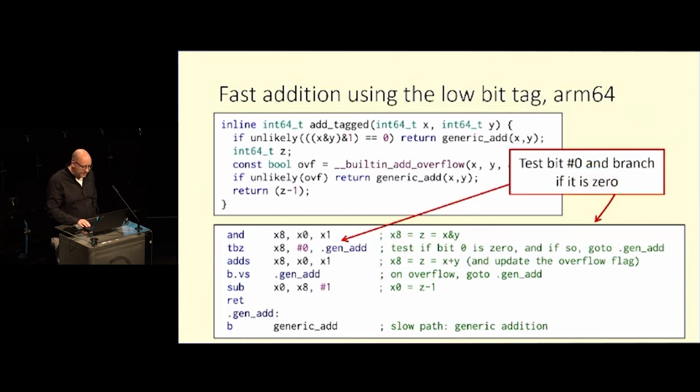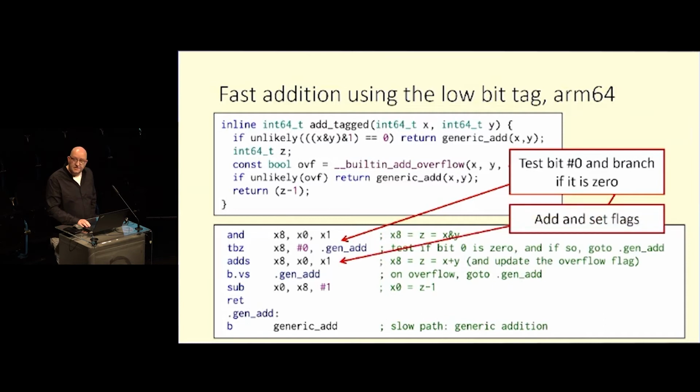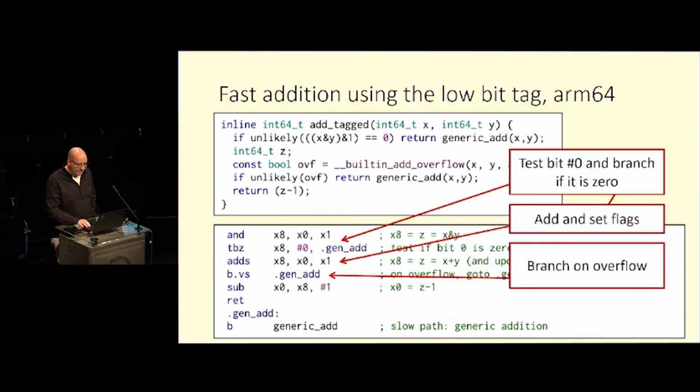And you see there's a test if a bit is 0, like the 0th bit is 0. This is like checking if both arguments are small. Here we see like an addition that sets flags. And then we branch on overflow to both cases to the gen add, right? They would call the generic addition, that's the slow path. And this is what Coca had at first.